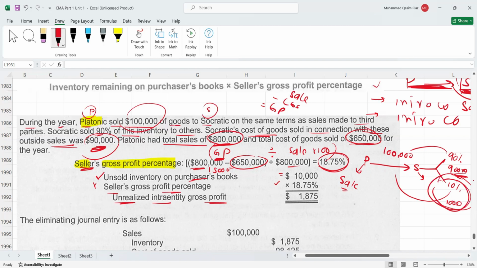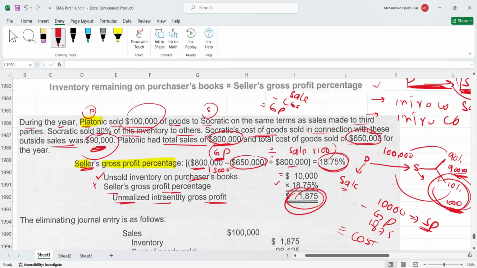If I eliminate this profit portion, because inventory is still showing at 10,000, which is the selling price of the seller, the parent, and I deduct the gross profit of 1875, my inventory will return to cost, because sale price minus gross profit equals cost. That's why I need to eliminate this profit: I want to bring my inventory back to cost, as if this intra-entity transaction had never occurred.